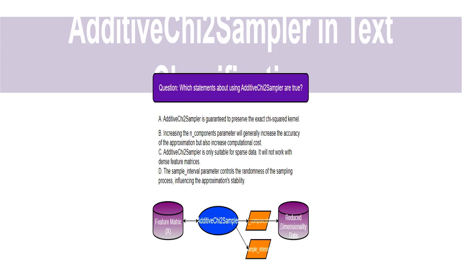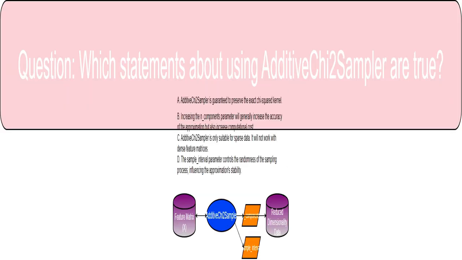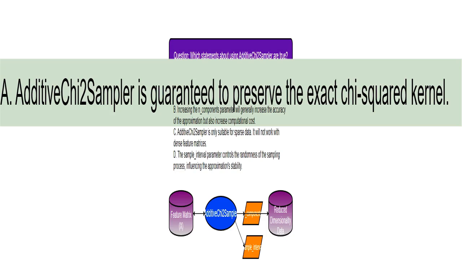I'm using AdditiveChi2Sampler to approximate a chi-squared kernel in a text classification problem. I have a bunch of documents, and each document is represented as a vector of word counts. I want to reduce the dimensions of this data while still keeping the important information from the chi-squared kernel. This question tests my understanding of AdditiveChi2Sampler and its behavior. This statement is false. AdditiveChi2Sampler only approximates the chi-squared kernel, it doesn't perfectly preserve it.